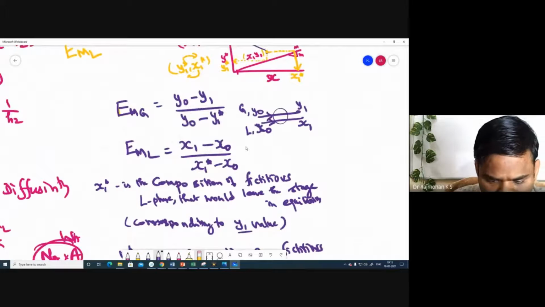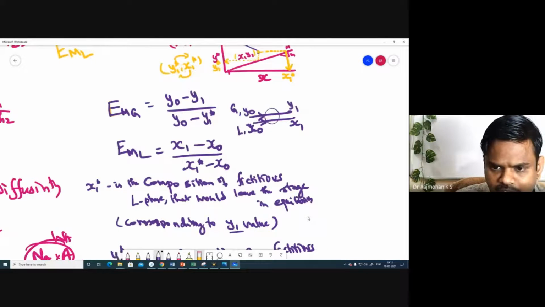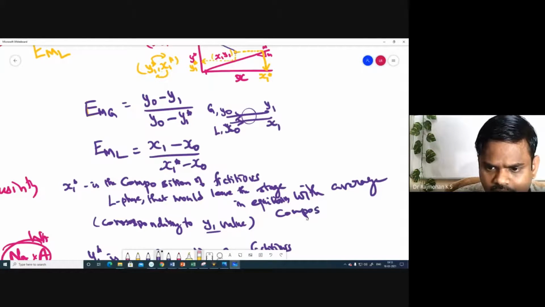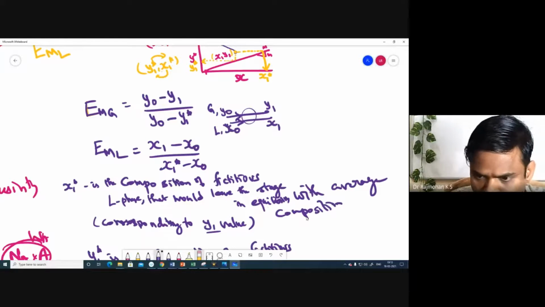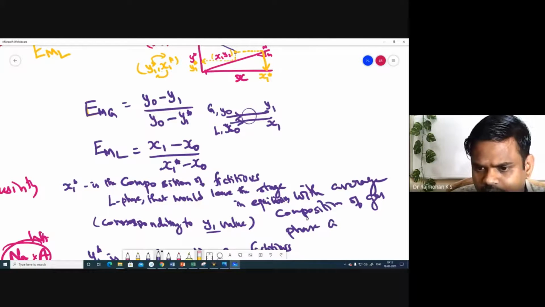So I repeat, what is x1 star? It is the composition of the fictitious liquid phase that would leave the stage in equilibrium with the average composition of gas phase actually leaving the stage.